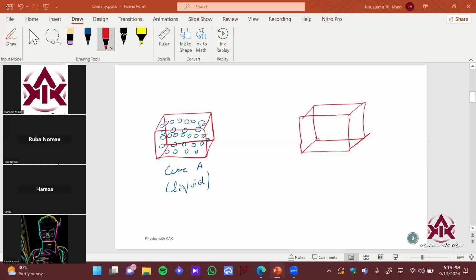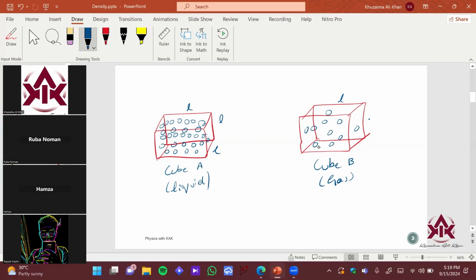Okay, so apologies. Now we have a cube B which contains a gas particle. Let me just draw the gas particles. Gas particles are pretty far away from each other, right? This is cube B which contains gas particles. The dimensions are the same. If it is length L, then this is also L, and this is also L.